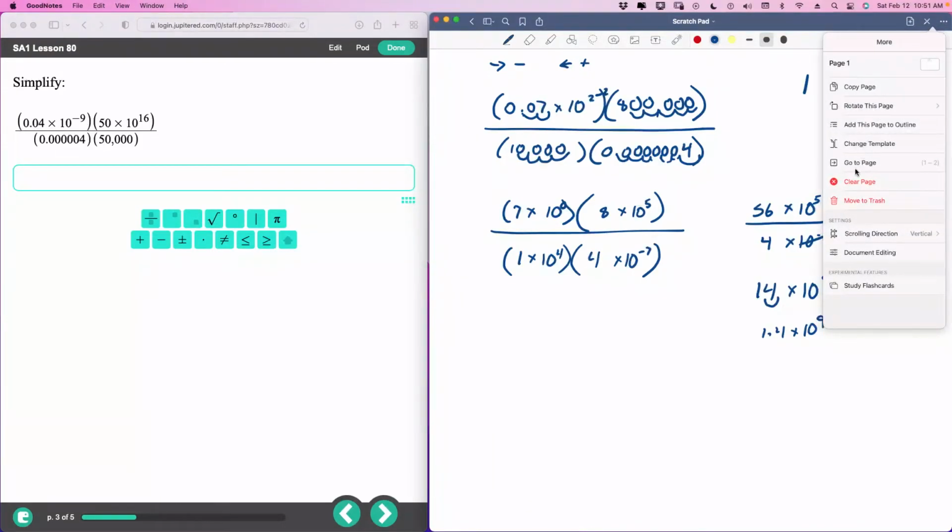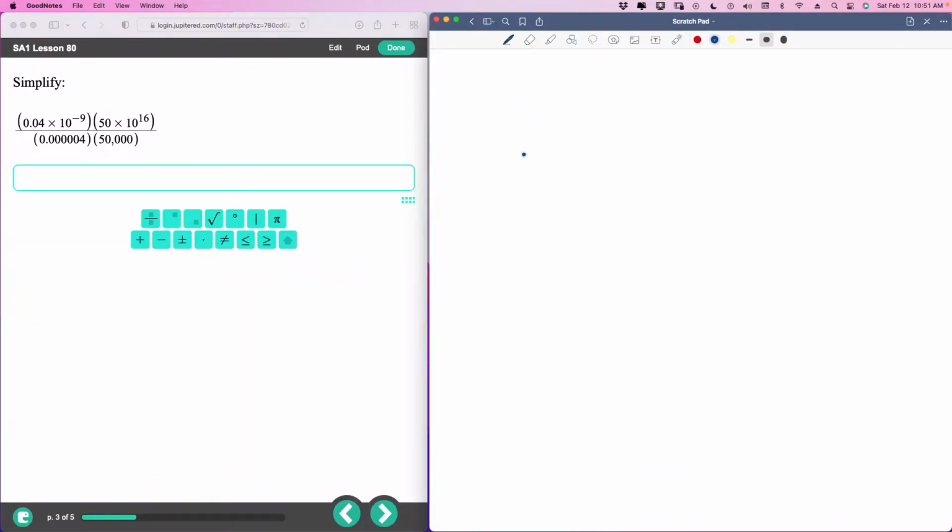Scientific notation is not the funnest stuff in the world, but it's not the hardest stuff either. It's pretty darn straightforward. It's the same formula each time you do it. It does not change. I'm going to do one more of these for you, and I'll let you do the rest on your own.